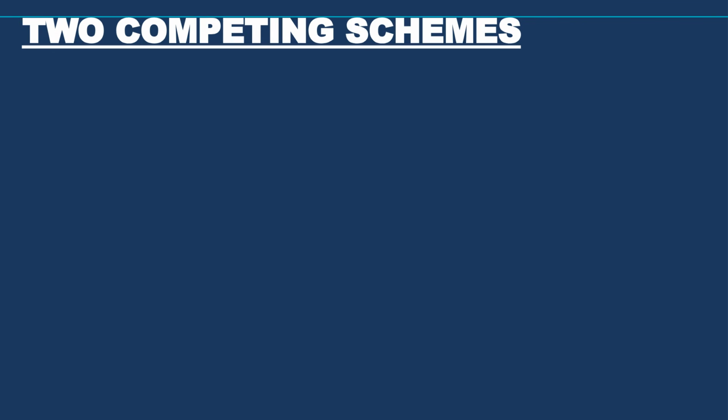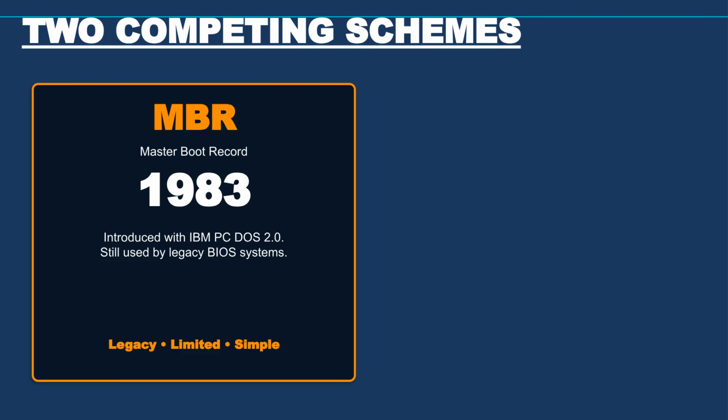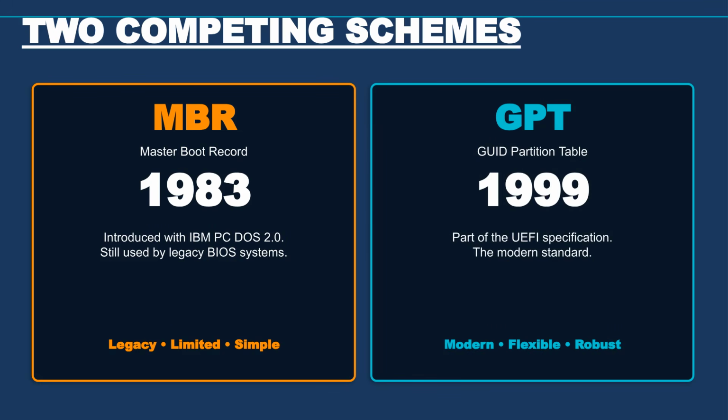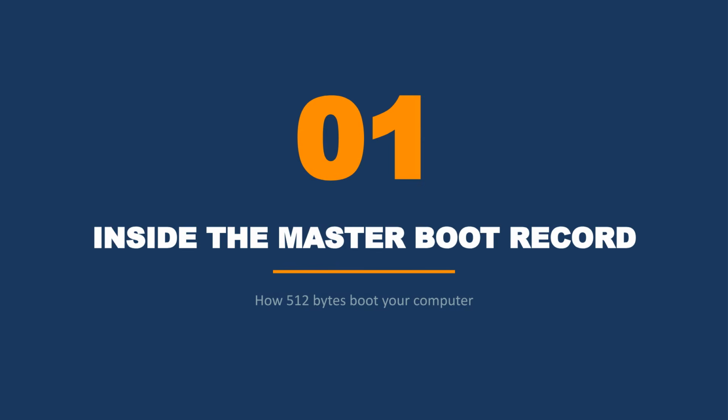We have two competing schemes. MBR, introduced in 1983, is the legacy, limited, and simple option for BIOS systems. GPT, introduced in 1999 as part of the UEFI specification, is the modern, flexible, and robust standard. Let's take a closer look inside the master boot record and how these 512 bytes boot your computer.